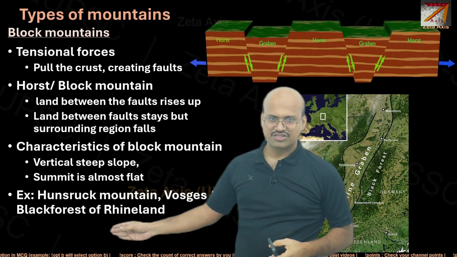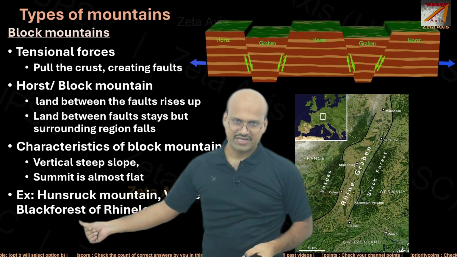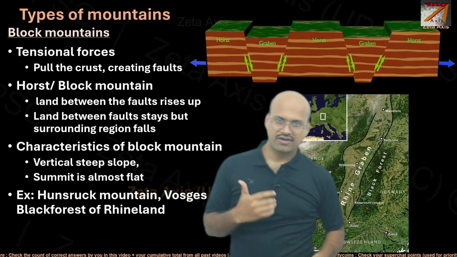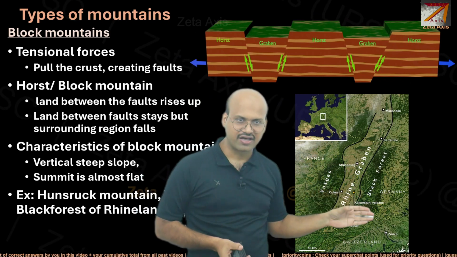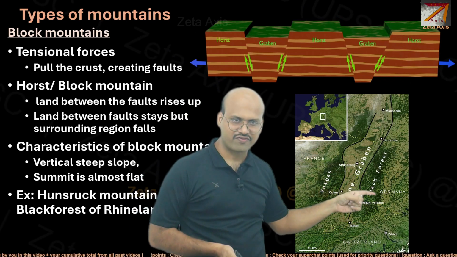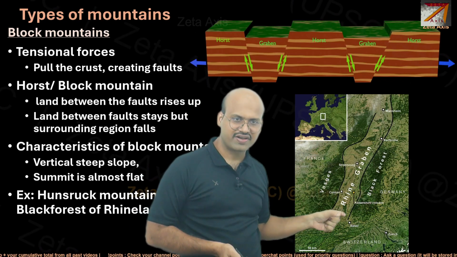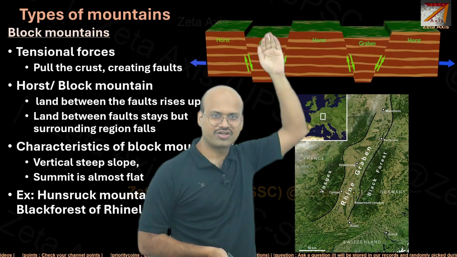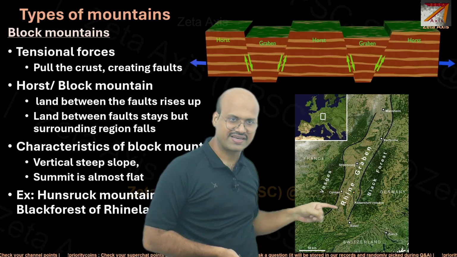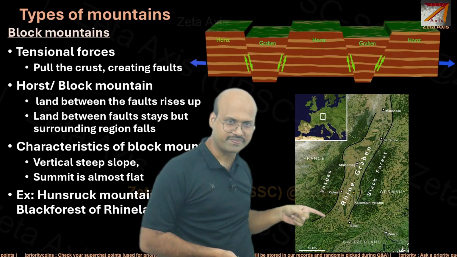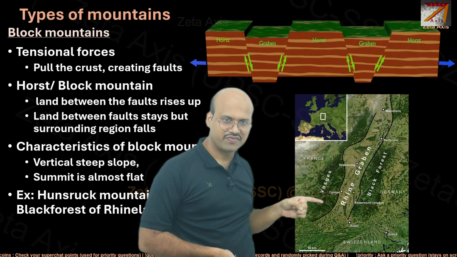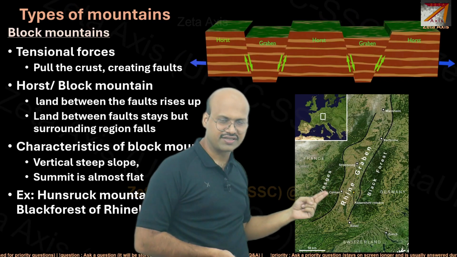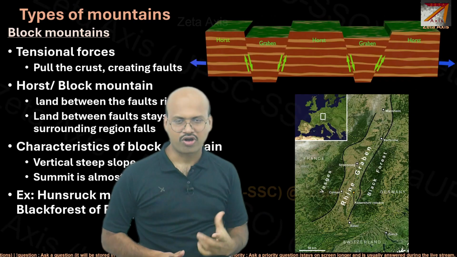There are certain examples of this. This is the Black Forest of Germany, which is in the Rhineland area. That is an example of a block mountain. Here we can see the snapshot of that region. This is the Black Forest. This is a mountain. Here is our Rhine river. This is the graben, the part which has moved down. The Rhine river flows through this part, and then we have another mountain, which is Vosges. So all these three create the example of a block mountain.